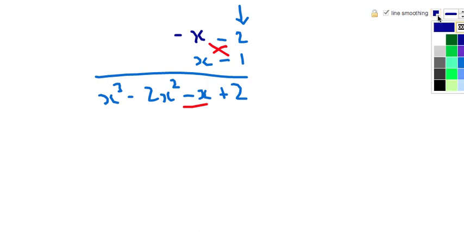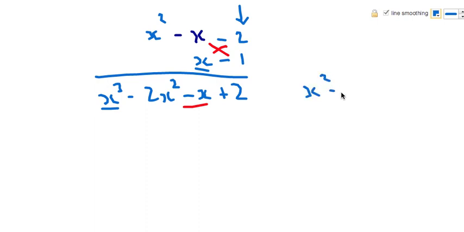Finally, the third bit is very straightforward. We just need to get x cubed. And to get that, I need to multiply x by x squared. And there we go. So we get x squared minus x minus 2.